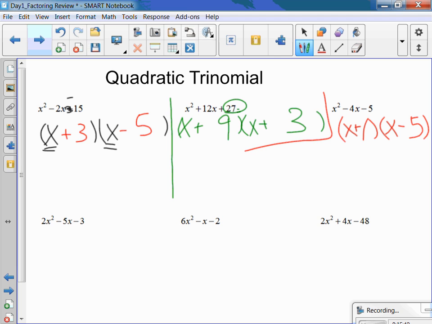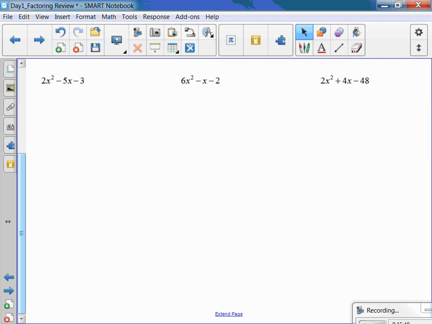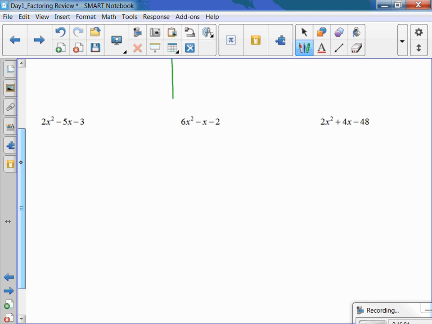When the leading coefficient isn't 1, here we have leading coefficients of 2, 6, and 2, it becomes a little bit trickier, so to speak, if we just do the trial method. So if we do the crisscross method, 2x squared minus 5x minus 3. Again, we first list the factors of 2x squared. What times what gives me 2x squared? As Esther said, 2x and x.